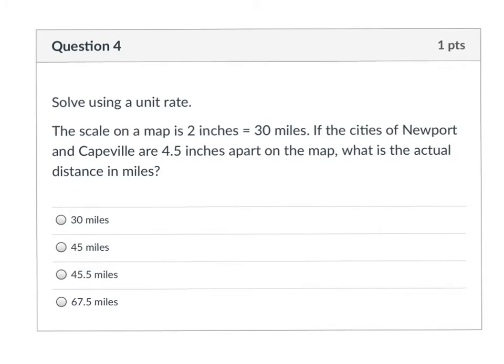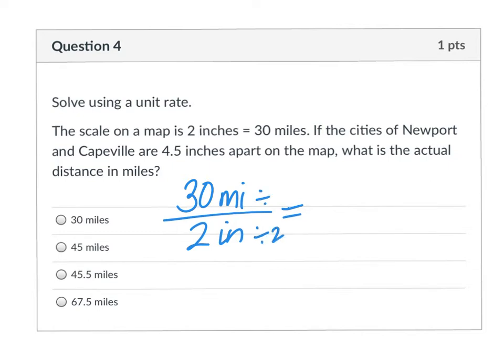Solve using a unit rate. The scale on the map is 2 inches equals 30 miles. If the cities of Newport and Capeville are 4.5 inches apart on the map, what is the actual distance? So I'm going to get my unit rate first. I have 30 miles is 2 inches, so I want to know how many miles per 1 inch. So I'm going to divide both of these by 2. That gives me my per 1, which is 15 miles per 1 inch.